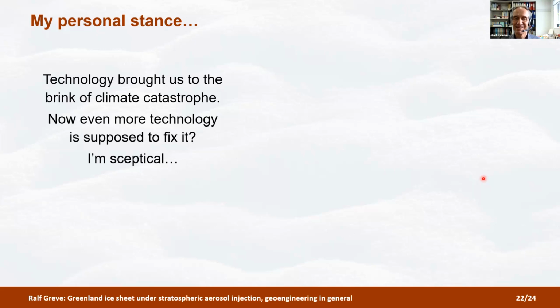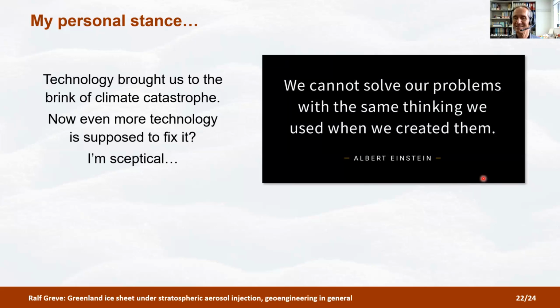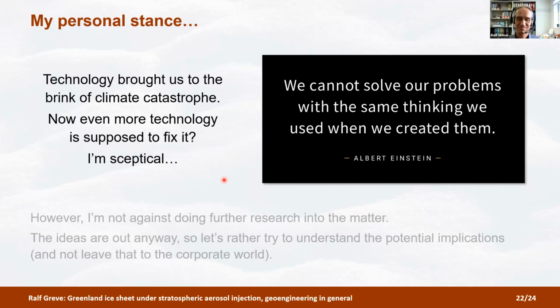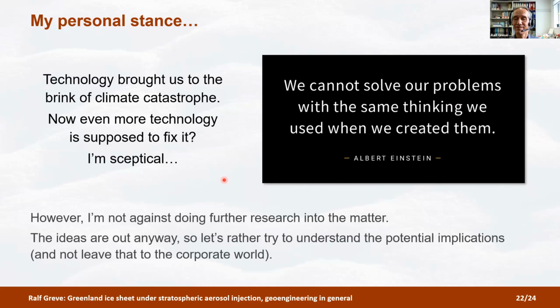Also from a very general consideration: technology brought us to the brink of climate disaster, and now the idea is that even more technology is supposed to fix it. I'm quite skeptical whether this is really the right approach. There is a famous quotation from Albert Einstein, which I've always liked a lot, stating that we cannot solve our problems with the same thinking we used when we created them. And these big techno fixes to a technological problem would be exactly that, the same thinking. So on this very general level, I'm skeptical whether it will work overall, even if in detail the interventions might work, when you consider the whole complexity of the coupled climate, society, economic system. Difficult.